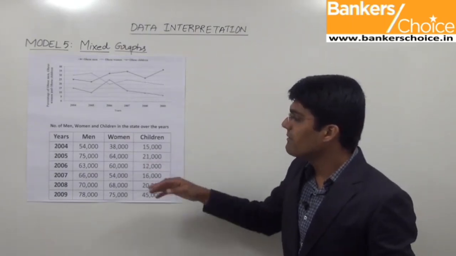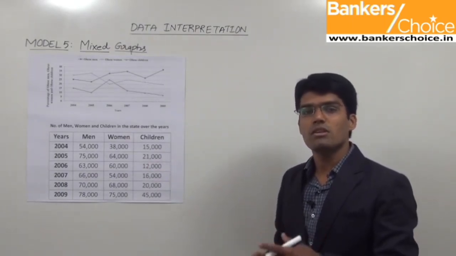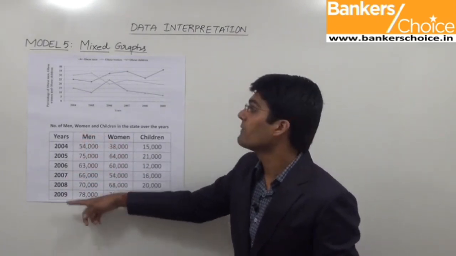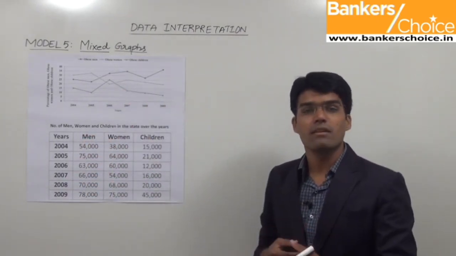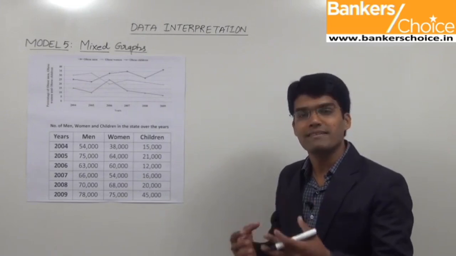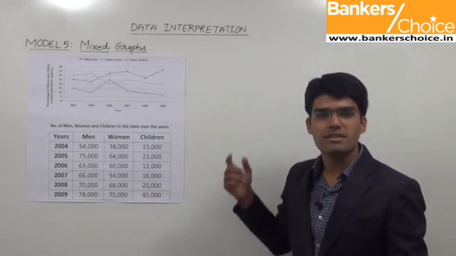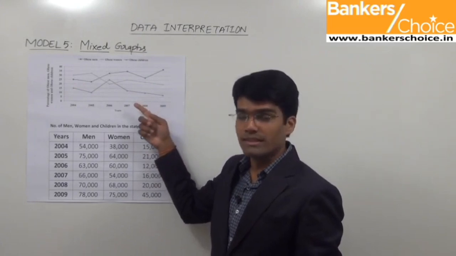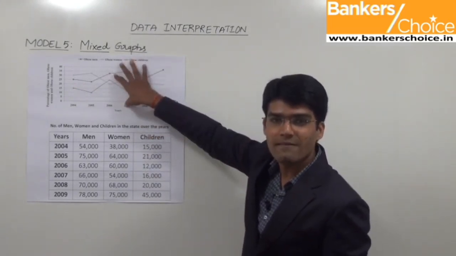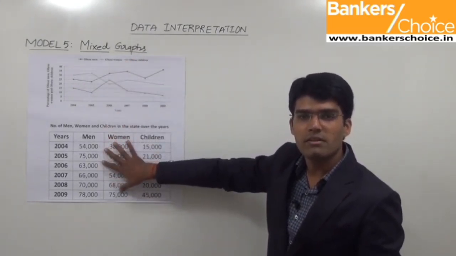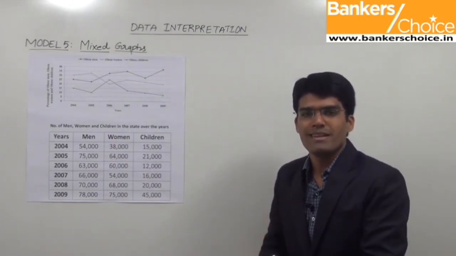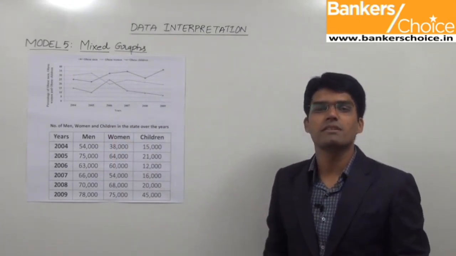So from the table we know the total number of men, total number of women and total number of children for 2004 to 2009, and from the graph we know the obese men, obese women and obese children percentages from 2004 to 2009. That means, by combining the percentages in the line graph and the totals in the tabular form, we can find the number of obese men, obese women and obese children for any of the given years.